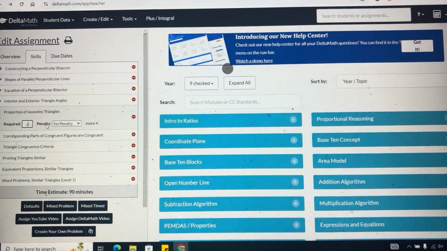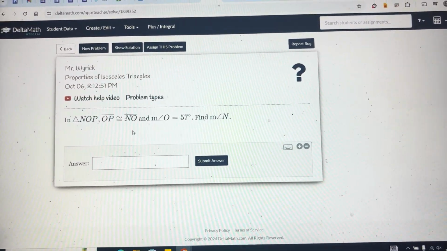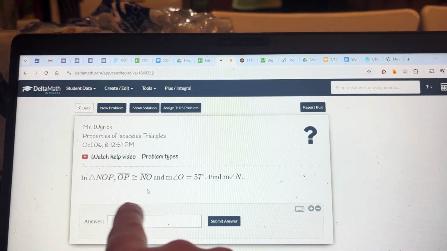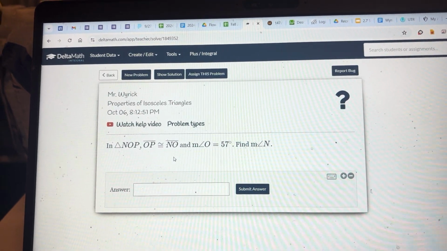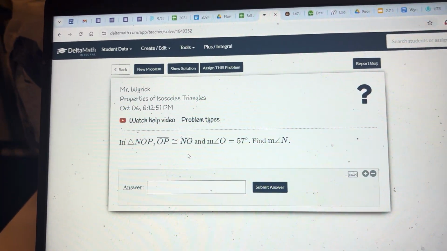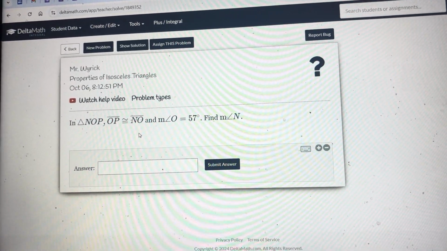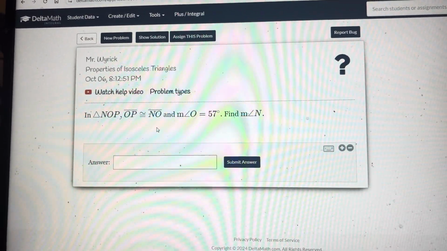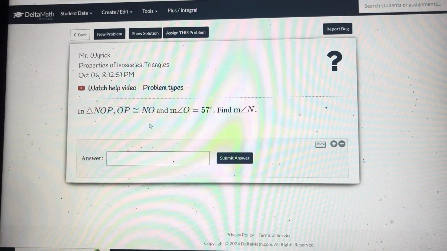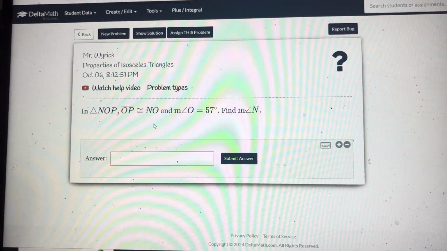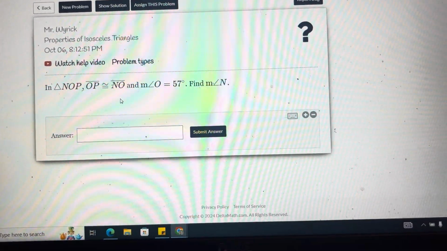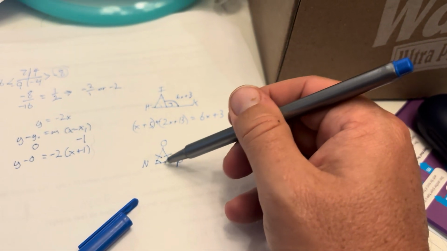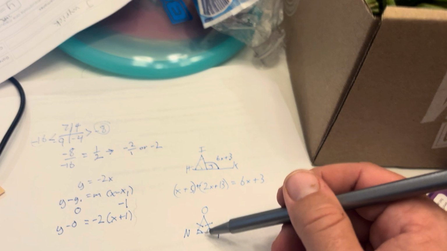Okay, then properties of isosceles triangles. For the most part, it's either going to tell you what the isosceles triangle is, how it matches up, or it's going to show you. So I'll just draw this over here real quick. It's NOP, and it says that OP is congruent to NO, so this angle and this angle down here are going to be the same.